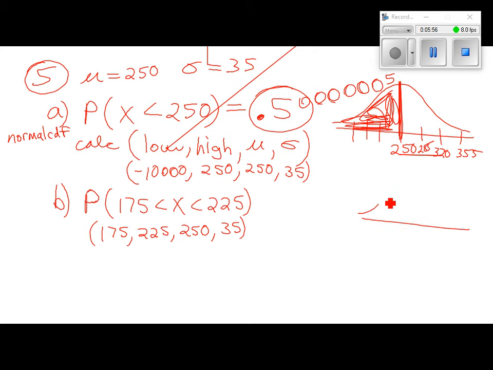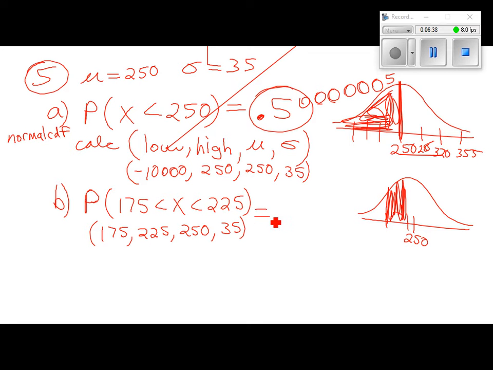I like to draw it every time, just so I have some idea. This is 250, our mean. We're going from 175 to 225, which might be somewhere from like here to here. I like to do it just so I know about what my probability or area should be. I'm looking at that and thinking, maybe 30%. I know it's not 50%, because that would be way too much. And I know it's probably not less than 5% because that's too little.